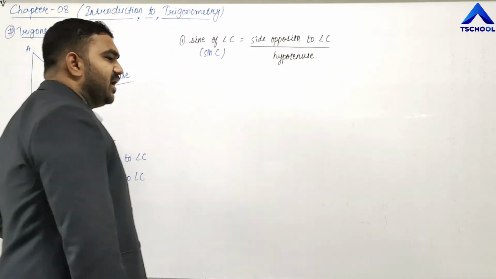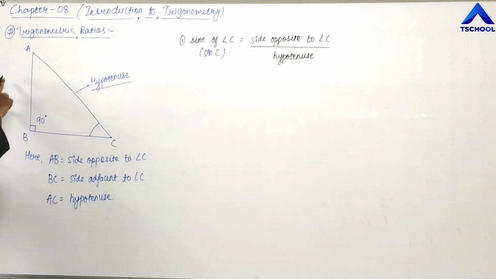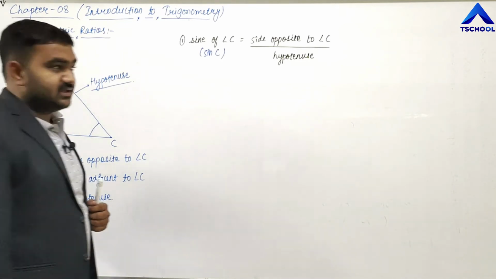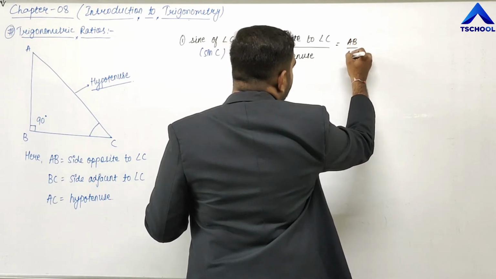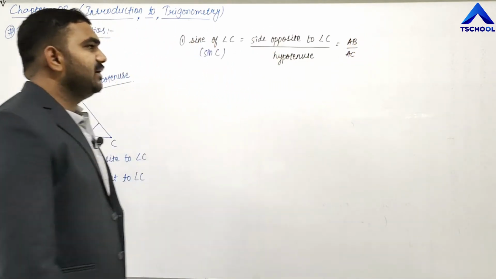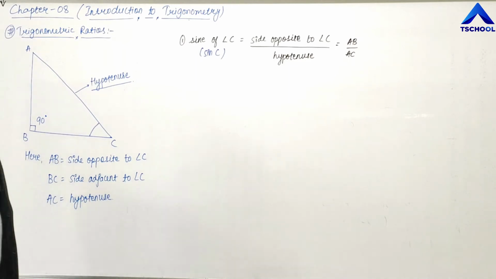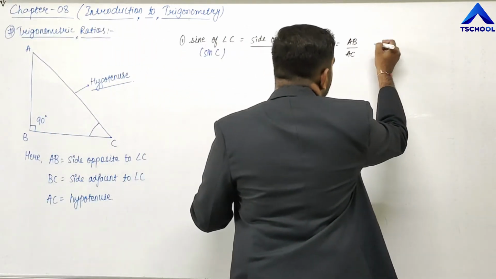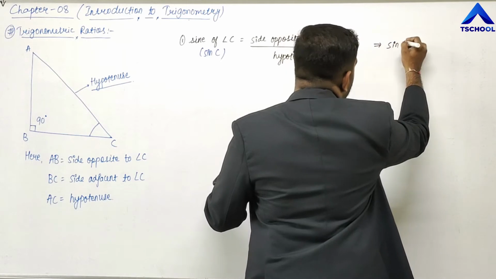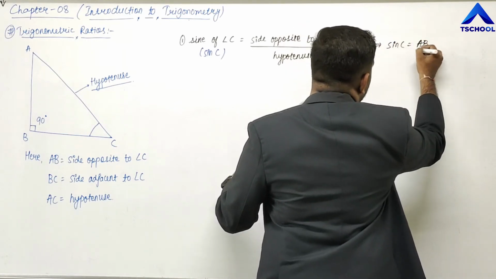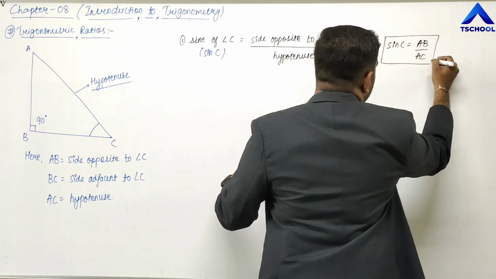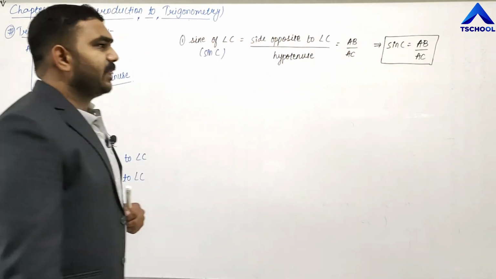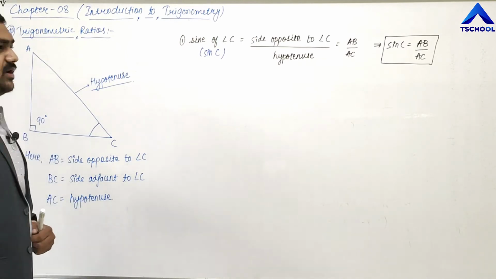So what is the side opposite to angle C? AB. And what is the hypotenuse? AC. So this is given as AB upon AC, right? That is the trigonometric ratio for sine C. So basically, friends, sine C equals AB upon AC.